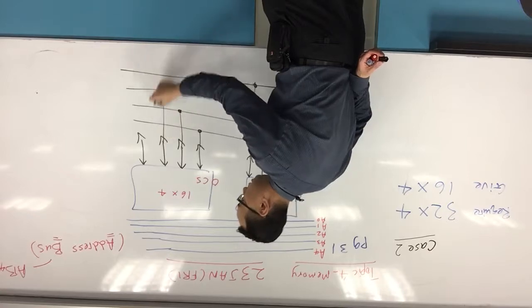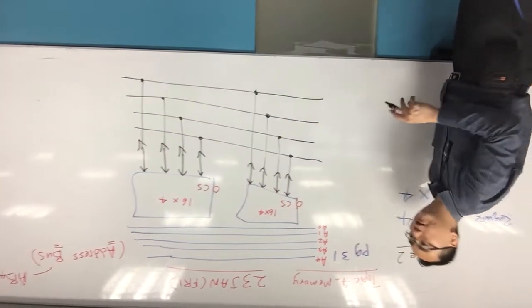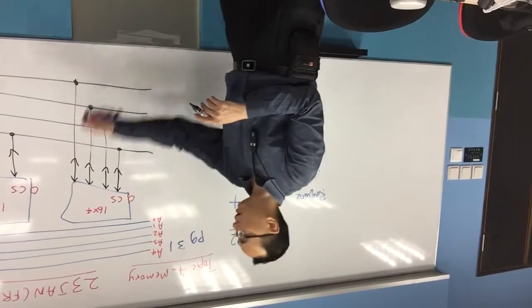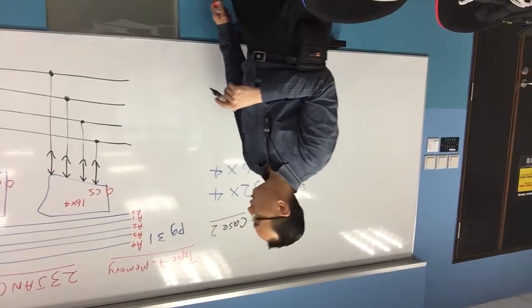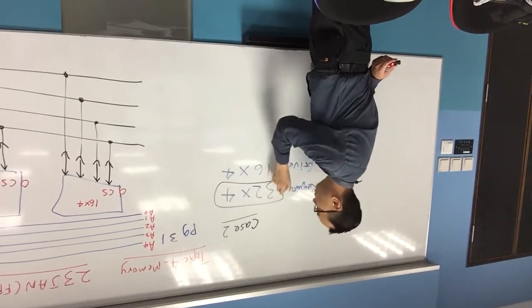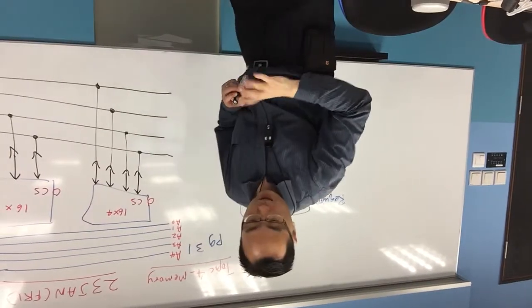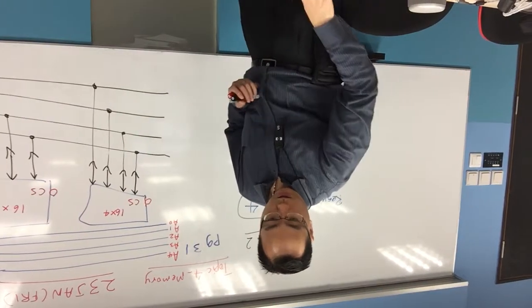So what kind of combination is this? It's connected in parallel. What we want is to achieve 32 times 4. This is still 4. Your data is no change.